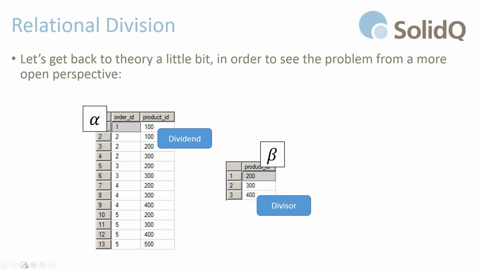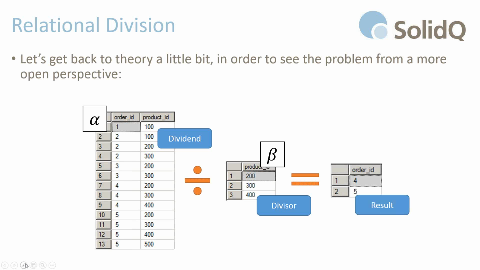So basically, we call the table that contains order and product the dividend, and the table that contains all the product we are looking for within the same order, the divisor. And what we expect to have from the relational division is the result. So these are the only two orders that contain at least these three products, 200, 300, and 400. So this is the general approach.